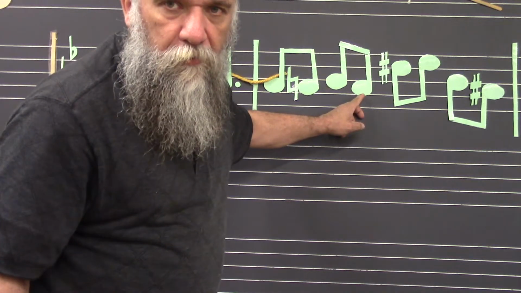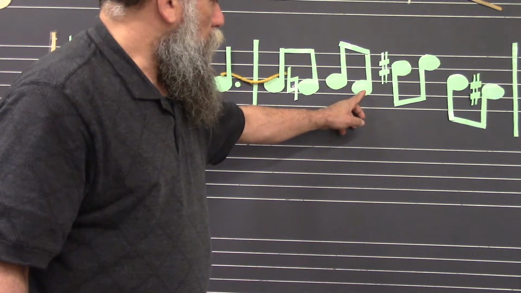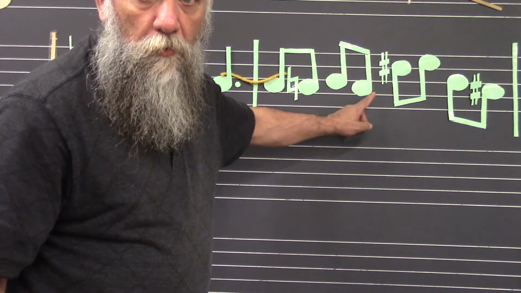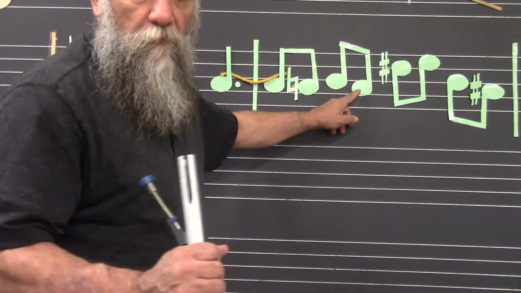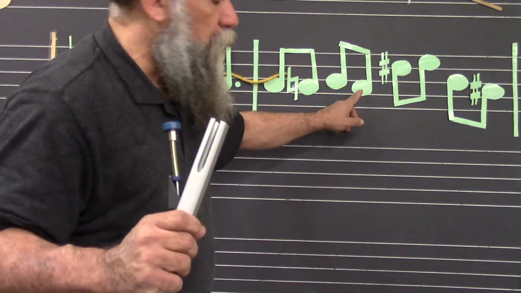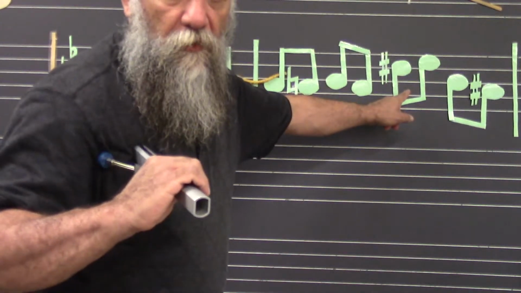On what count do we play the A natural? On the and of 2. On what count do we stop it? 3. Let's play it. Ready, go. And 3. Let's do it again. Ready, go. And 3.